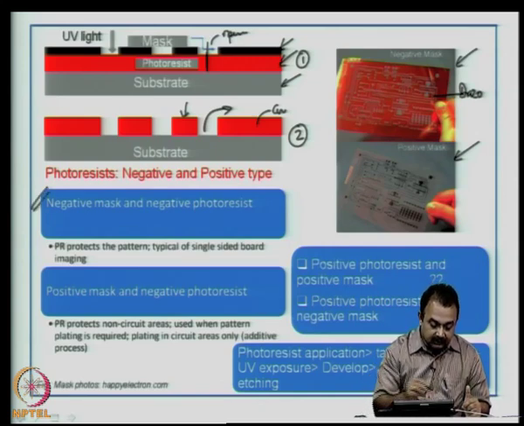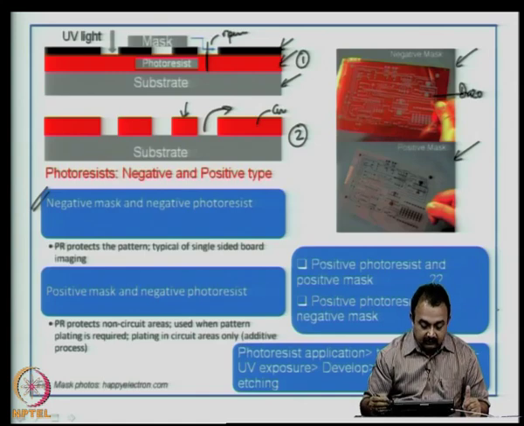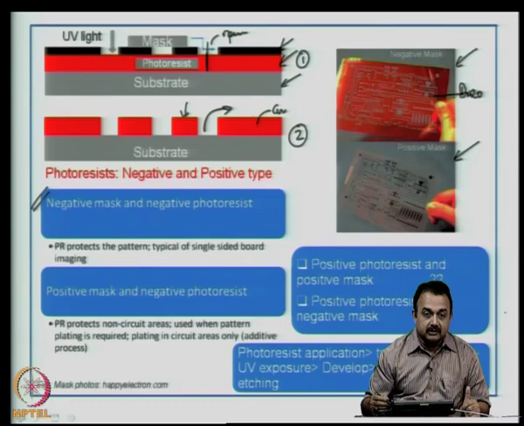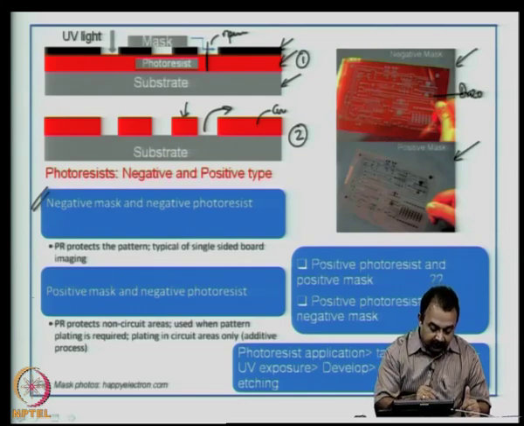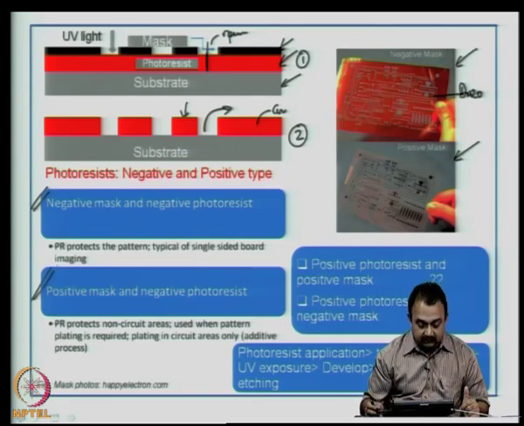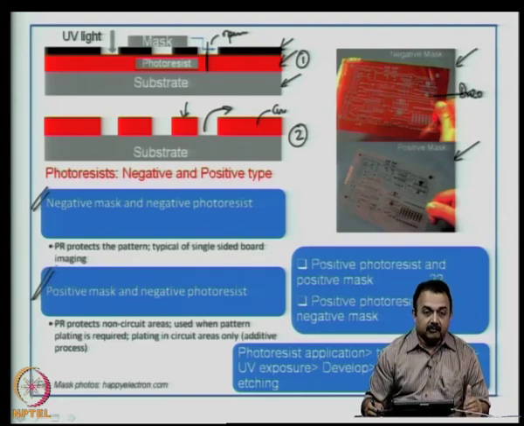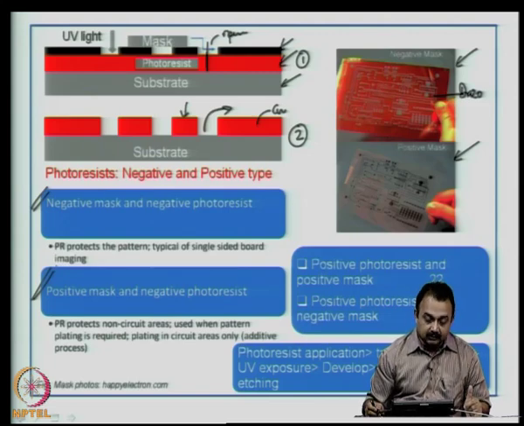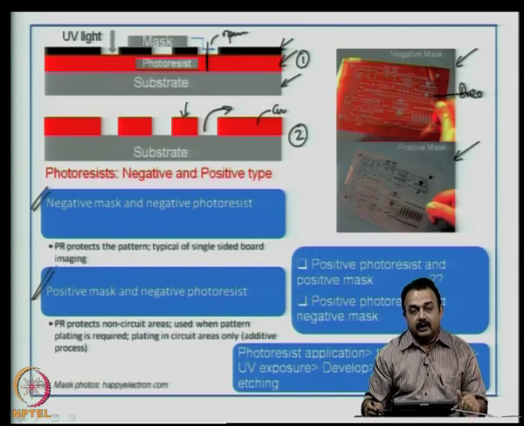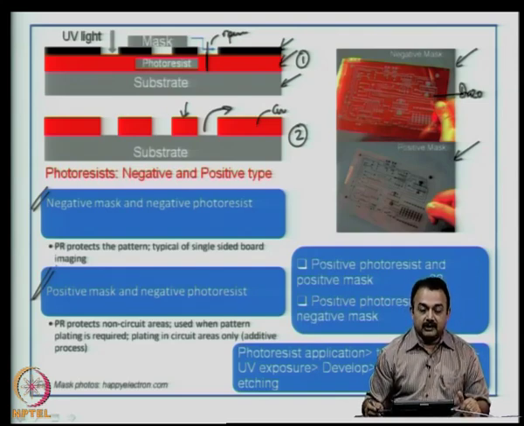The first option is you have a negative mask and a negative photoresist. Here the photoresist will protect the pattern, typical of single sided board process imaging. Then you have a positive mask and a negative photoresist. So, the resist is the same, you change the mask. What happens? The photoresist will protect the non-circuit areas used when pattern plating is required. That means, when you want to use an additive process, we have seen what an additive process is and what a subtractive process is. Typically an additive process implies copper being added.